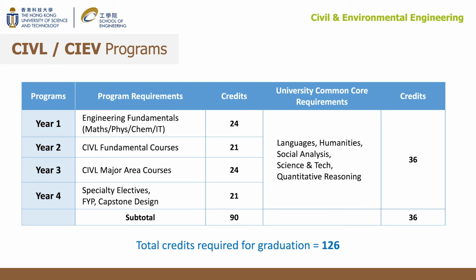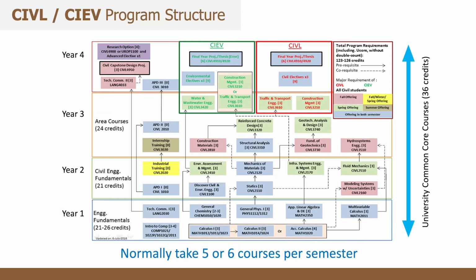You can see that the program covers totally 126 credits in our program. This is the program structure of the civil and environmental program in HKUST. You can see that some courses are offered in fall, some are in spring, and some are in both semesters. We also have some modules in summer semester. On average, each student will take about 5 to 6 courses per semester. The workload is not that heavy actually.